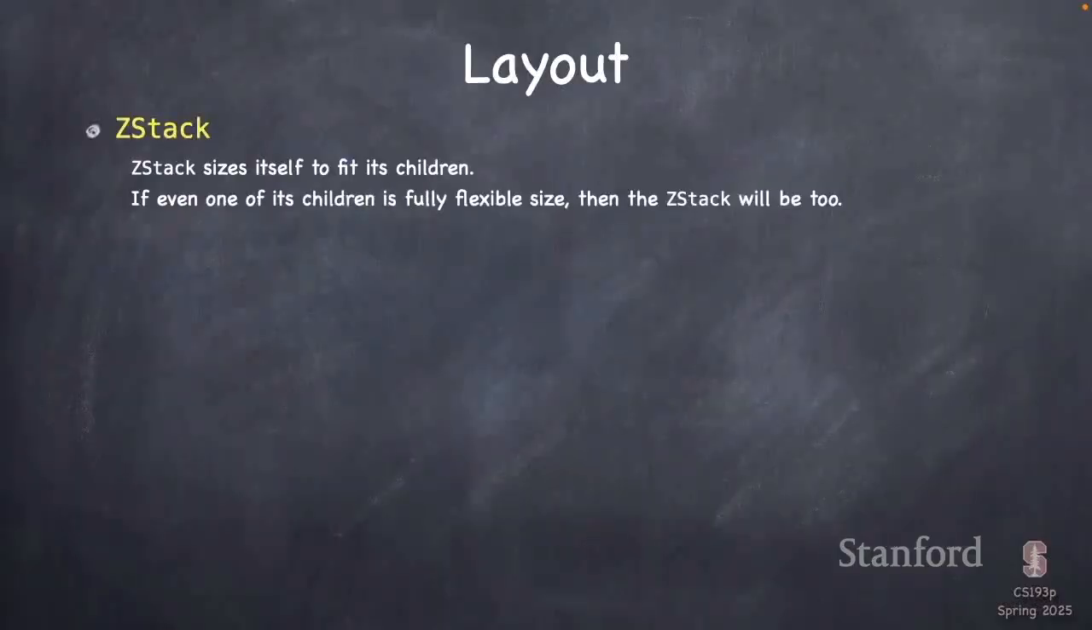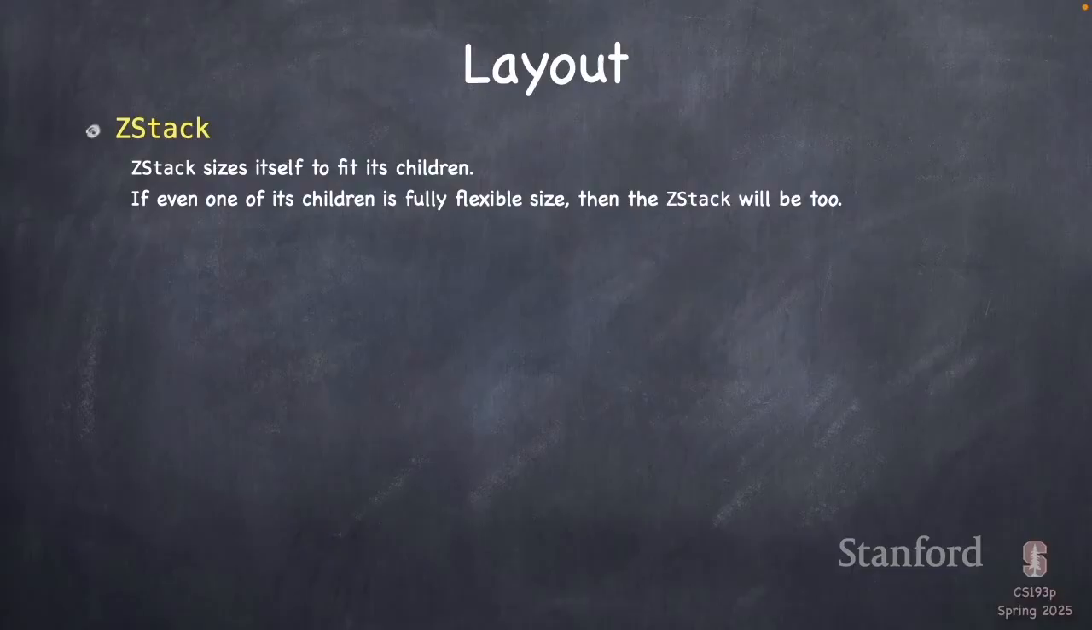Now, I want to talk about ZStack a little bit specially here. I think you already understand that ZStack is like HStack and VStack. It's just that it stacks the views towards you as the user, stacks them on top of each other. It sizes to fit all its children. So if it has a flexible view in it, it also will be flexible, because it's going to give all the space that it has to its flexible view, and that flexible view is going to make it flexible. So ZStacks with flexible views are also fully flexible.